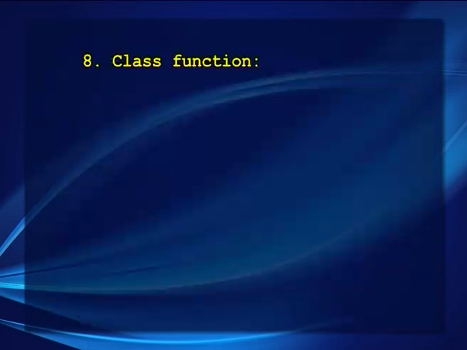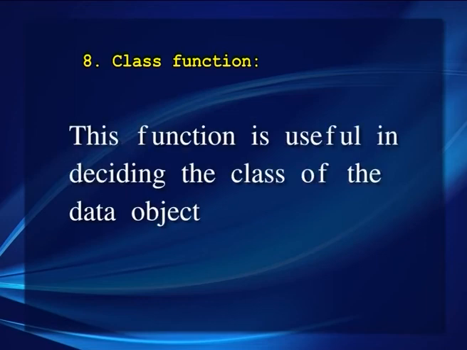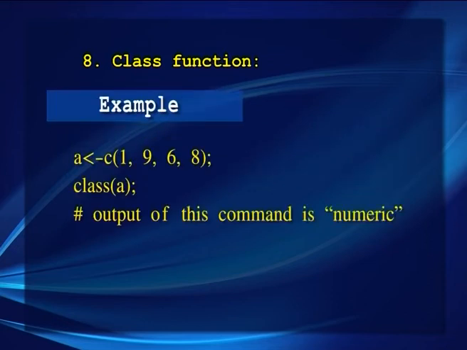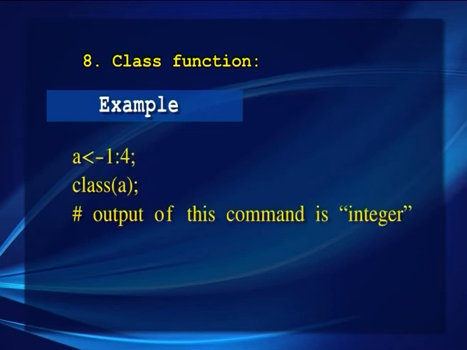Next function is the class function. This function is useful in deciding the class of the data object. Example, A assignment operator C(1968) close the bracket, colon, class(A). The output of this command is numeric. A assignment operator 1:4, colon, class(A). The output of this command is integer.